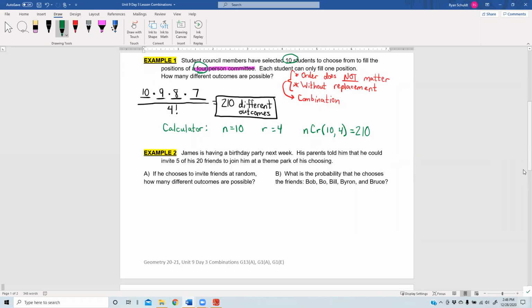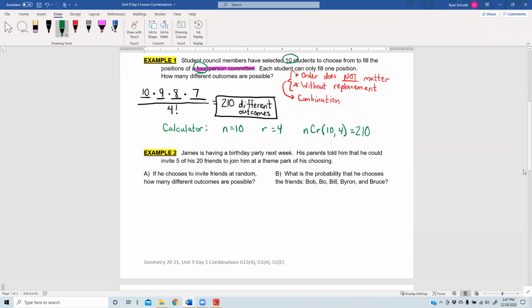Okay, so James is having a birthday party next week. His parents told him he could invite 5 of his friends to join him at a theme park of his choosing. Let's say they're going to Six Flags Fiesta Texas in Dallas. 5 of his 20 friends get to join. He's going to choose them at random.